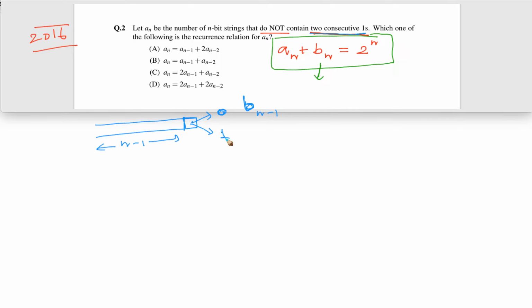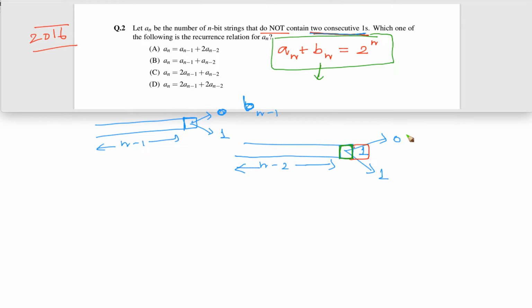However, if the last bit is 1, then there become two conditions. The last is 1, that is fixed, but now the second last can be two things. It can be 0 or it can be 1, and the rest are n minus 2 bits. I'm talking about the second last one, since the last one is fixed. The second last one can be 0 or 1.